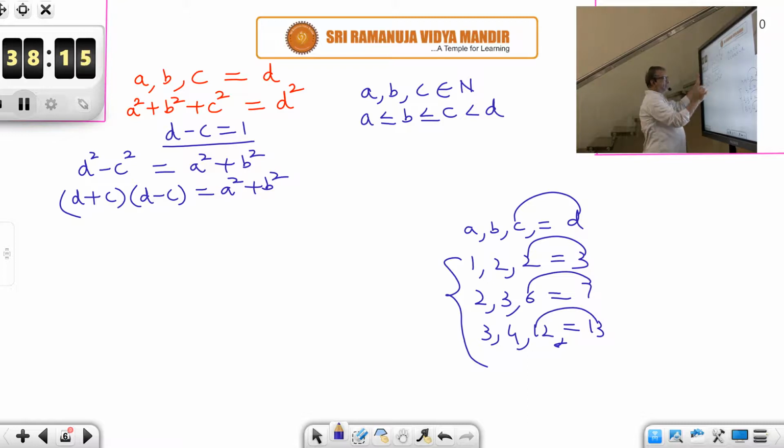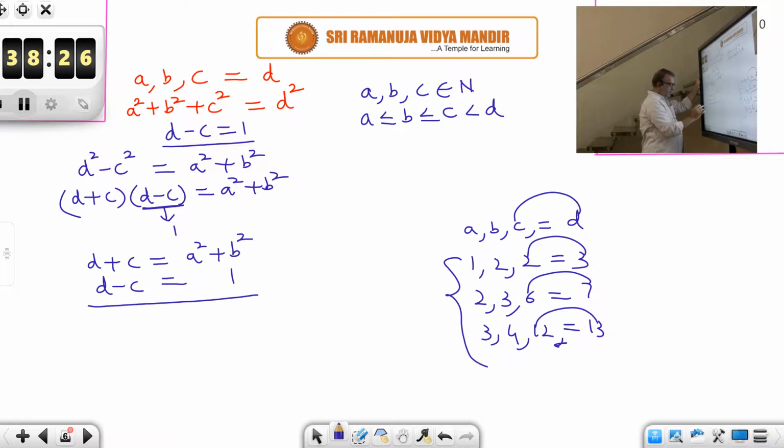But d minus c is 1. So therefore d plus c itself is a square plus b square. Below you write d minus c is equal to 1. Add them, you will get 2d. 2d is equal to a square plus b square plus 1. Subtract them, you will get 2c, a square plus b square minus 1.